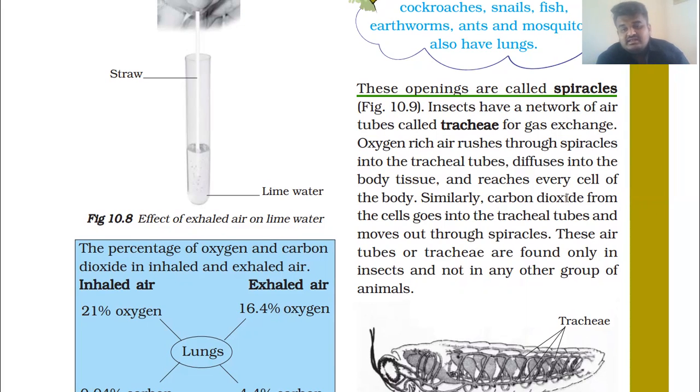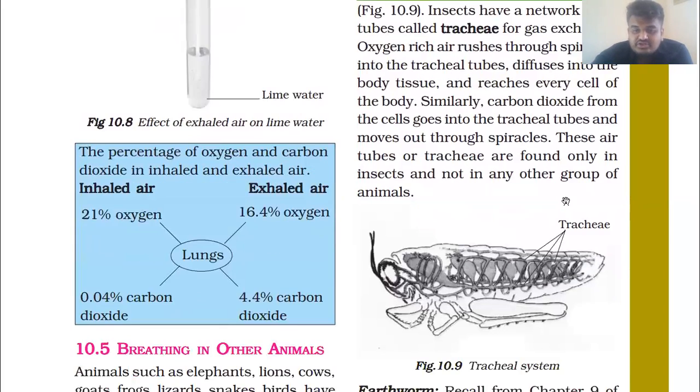While these animals are using spiracles to take in air which is rich in oxygen for inhalation, and taking out air which is rich in carbon dioxide, they are using these spiracles only. These air tubes, or trachea, are found only in insects and not in other groups of animals. Observe here that other groups of animals do not have a tracheal system. Only insects like the cockroach have tracheal systems.